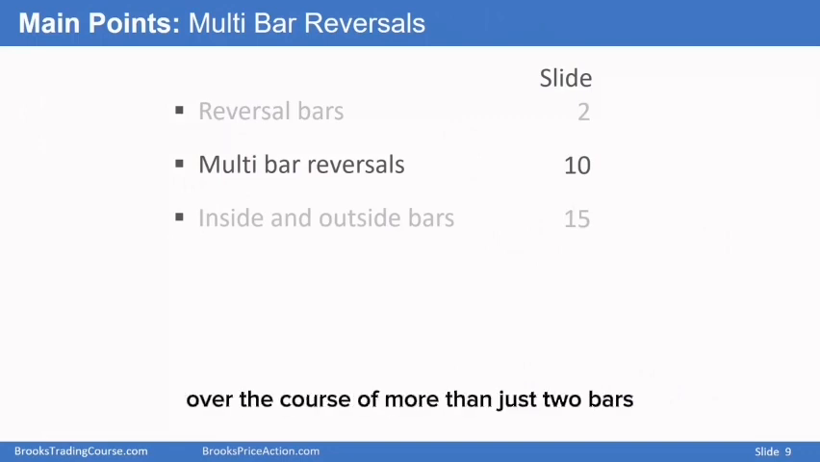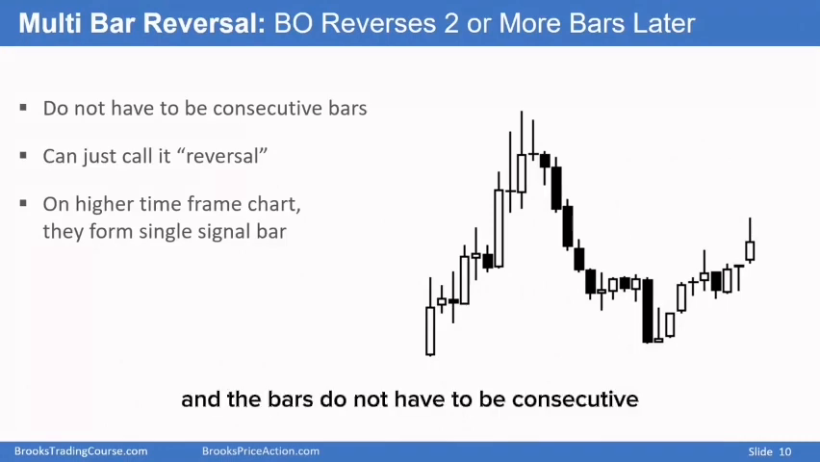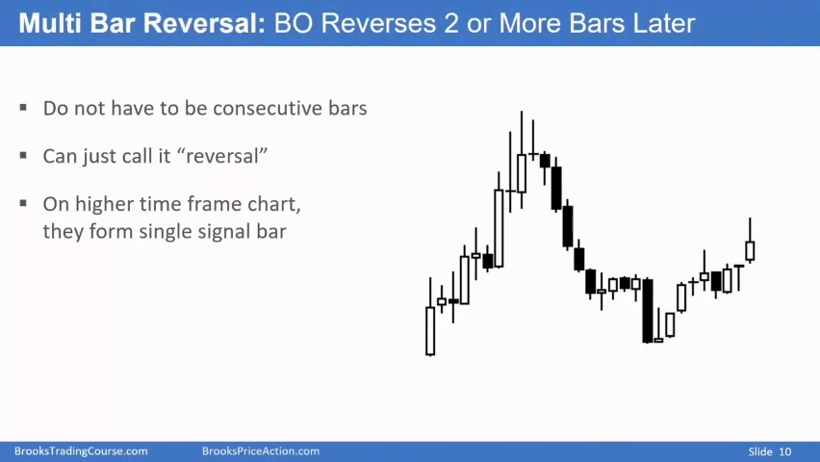Reversals can take place over the course of more than just 2 bars. And the bars do not have to be consecutive. Just think of it as a reversal. We're going up, we're going down. So the market reversed. We have a strong bull breakout and a strong bear reversal.